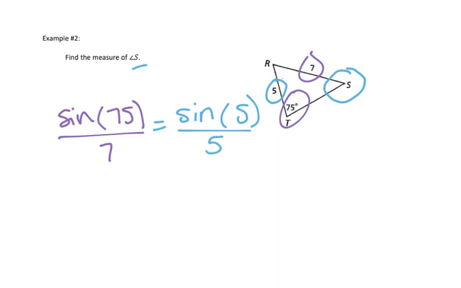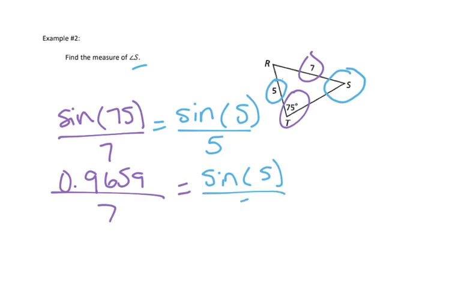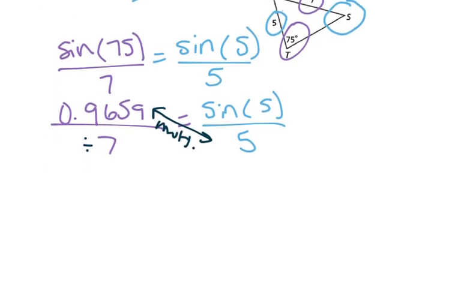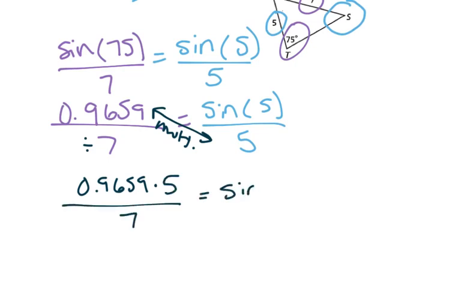Just like the previous one, it's nice to know what sine of 75 actually is. So sine of 75 is 0.9659. That's still over 7, and set equal to sine of s over 5. To solve, we cross multiply the two values, so we're going to multiply this and then divide by our last digit. So in that case, 0.9659 times 5 divided by 7 actually equals sine of s.